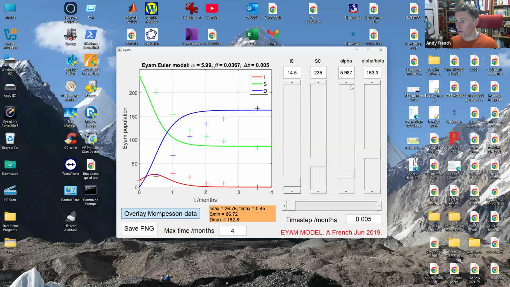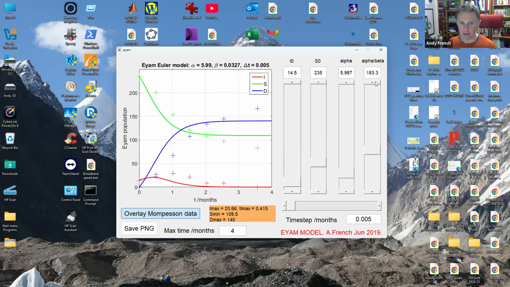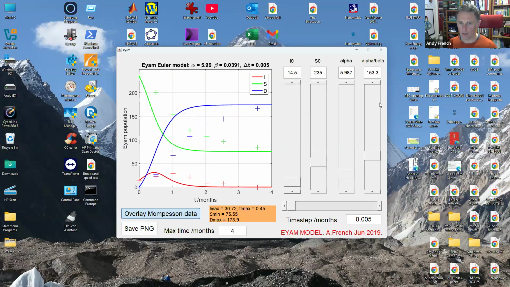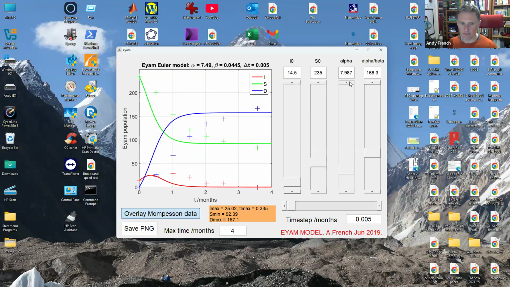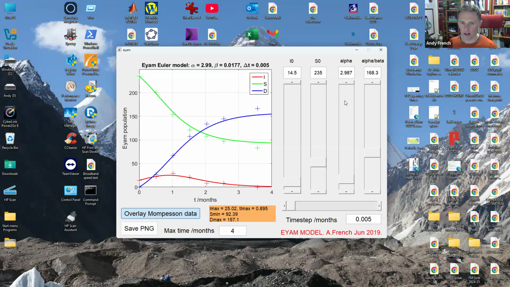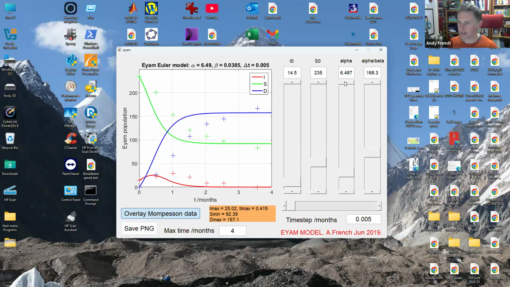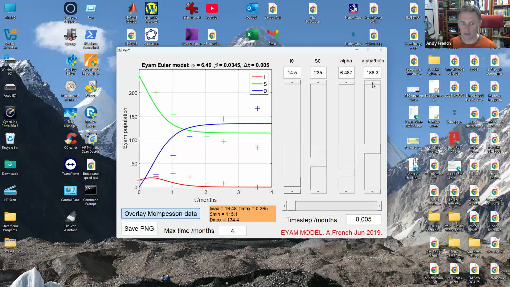Why is that? Well, because more of the infectives are becoming dead. And then the susceptibles are also diminishing. That gradient changes. If I change alpha over beta, that's going to make it a bit more shallow. So this is the kind of control I've got for changing alpha and beta. So you could look at any general form of epidemic by varying these parameters and see what happens to the curves. But obviously, we want to try and match this.